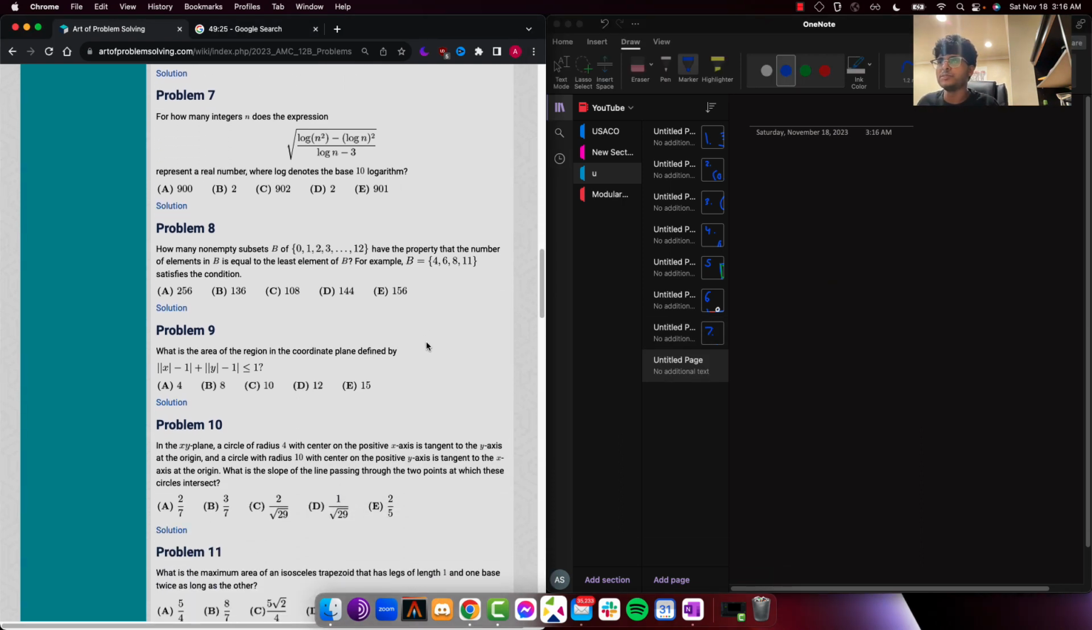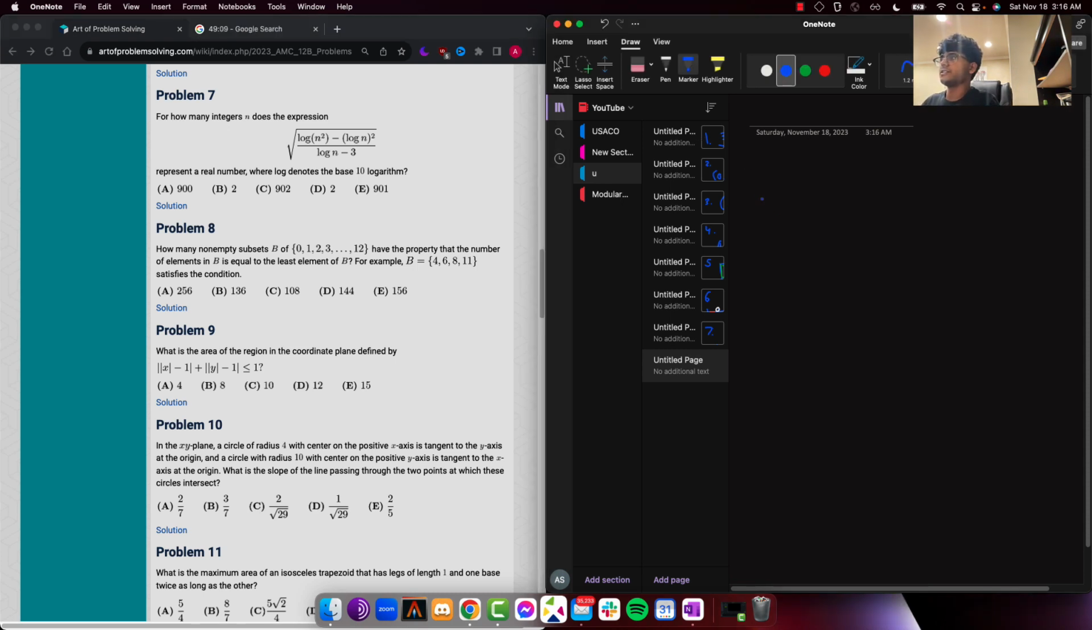Okay. How many non-empty subsets B of this have the property that the number of elements in B is equal to the least element of B? Number of elements in B is equal to the least. Okay. I guess I'll just draw out some cases and let's see. So my case will look like this. We're doing the min element that we use, and I'll just do the number of possible B's.